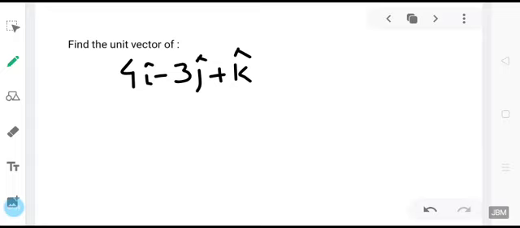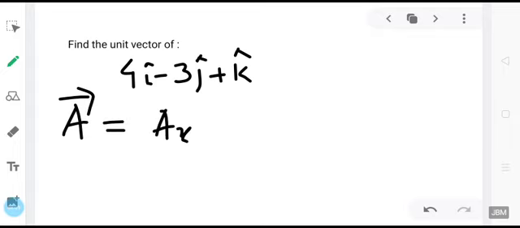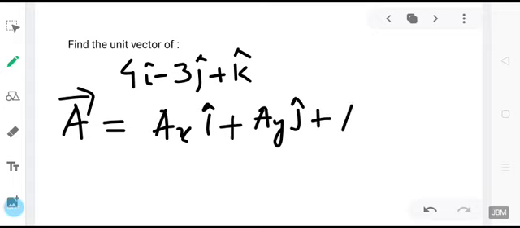Let us understand how to find out the unit vector in this question. The given vector is 4i cap minus 3j cap plus k cap. So let us try and solve this question. Here, if we assume that it is vector A, then vector A can be written in its component form as AX i cap plus AY j cap plus AZ k cap.